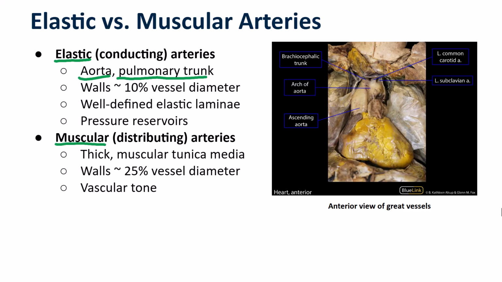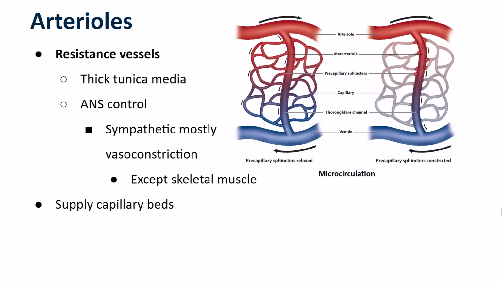Muscular arteries, as their name suggests, have thicker tunica media, owing to thicker muscular layers within, and their walls tend to be about a quarter the size of their vessel diameter. These are the ones that are a bit more tortuous that we can see throughout the body. And they have a little more vascular tone to them than elastic arteries, and that is imparted by the autonomic nervous system. Muscular arteries are going to feed into smaller arteries, called arterioles, which are resistance vessels.